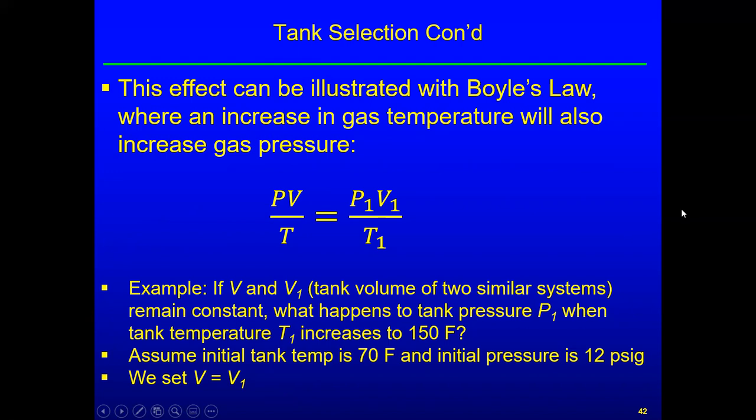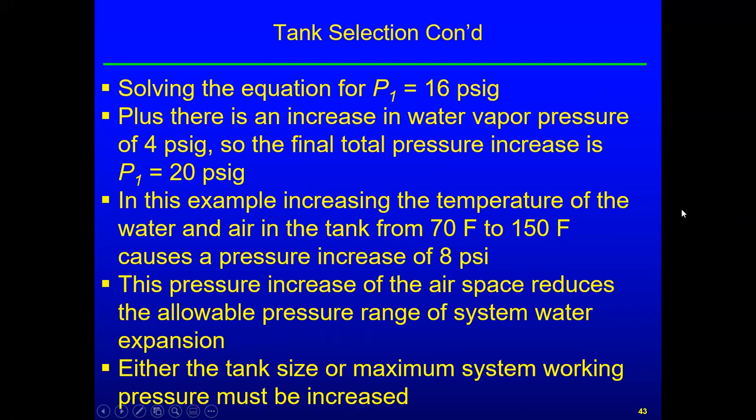And then I looked it up at 150, and it's actually, I think, 0.7. So the increase is really about 3.3, but Bell and Gossett exaggerated it to 4. So I'll cut them a little slack. So anyway, they're saying that you wind up with 20 PSIG as your initial pressure in that tank instead of 12.